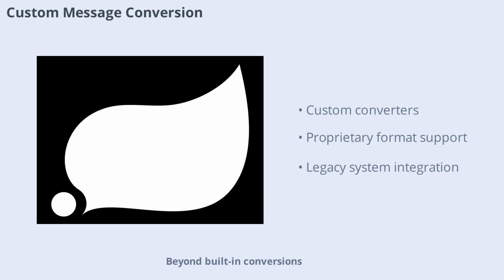Beyond built-in conversions, Spring Cloud Stream allows you to register custom message converters. By implementing the MessageConverter interface, you can handle proprietary formats or integrate with legacy systems. This extensibility ensures that your application can communicate with any external system, no matter how specialized the data format.